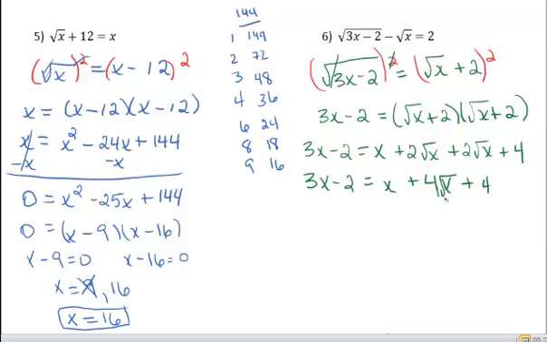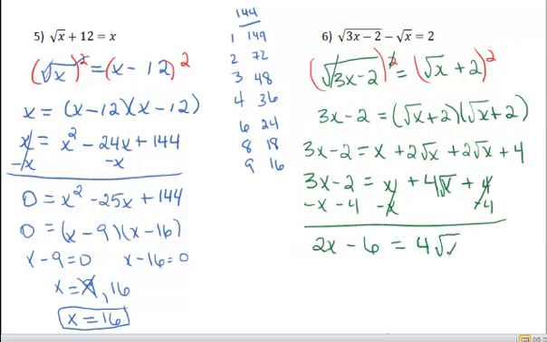Let's see if we can isolate this radical. So we're going to subtract x, and we're going to subtract 4. So these go away, these go away. We get 2x minus 6 is equal to 4 square roots of x. Now we do have this term isolated. We can go ahead and square both sides again to get rid of that square root. So square and square.